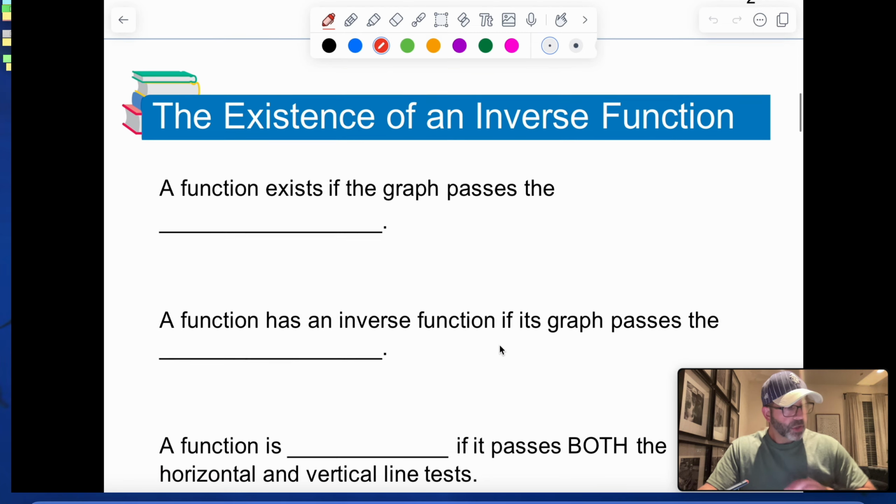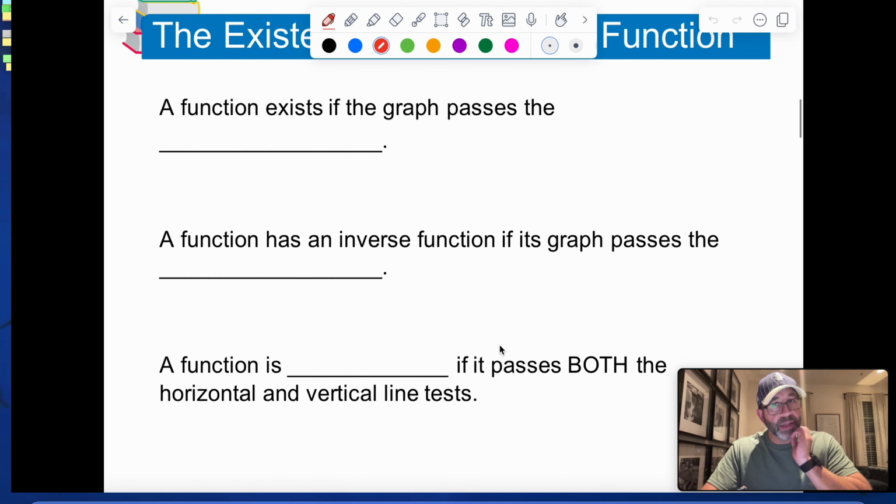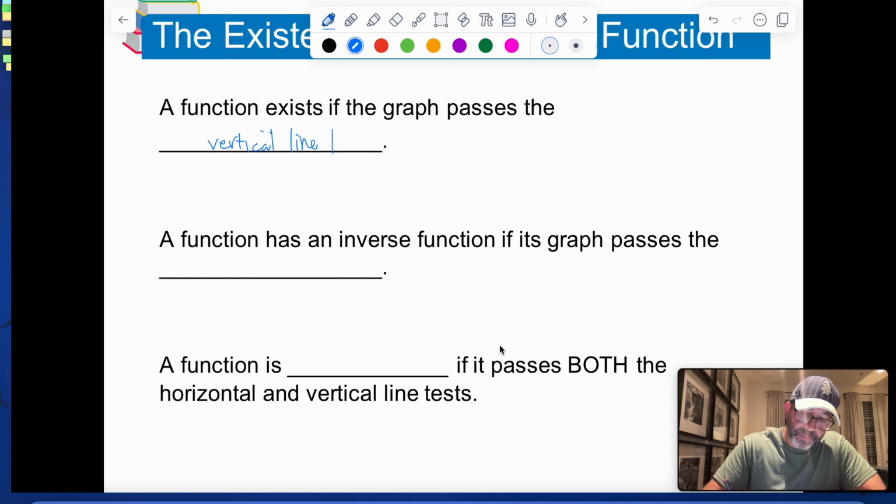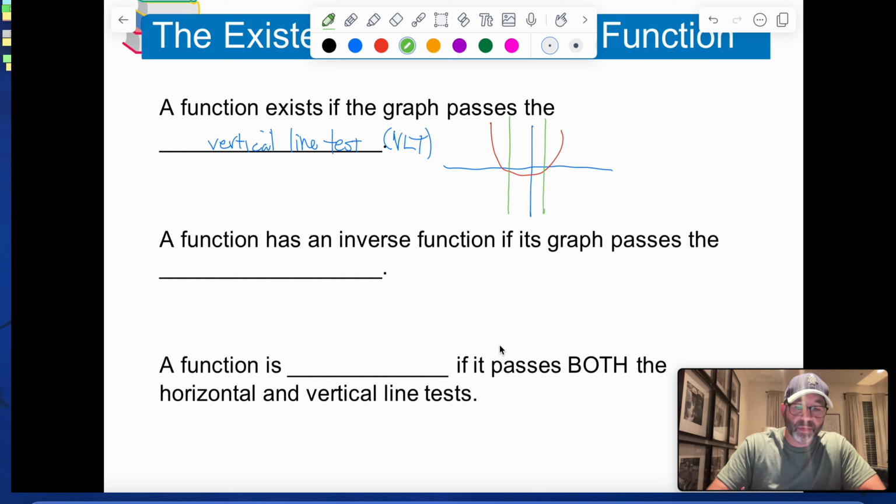Okay? So a function exists if the graph passes. We've talked about this rule before. It's called the vertical line test, and we call it the VLT. So a function exists, if you recall, as long as the graph is touching only one point throughout the picture. So when we look at this right here, we've got a line where it touches only once, only touches once, only touches once, so on and so forth. Everywhere in the graph, a vertical line is only touching my graph once. So that makes this a function, okay?